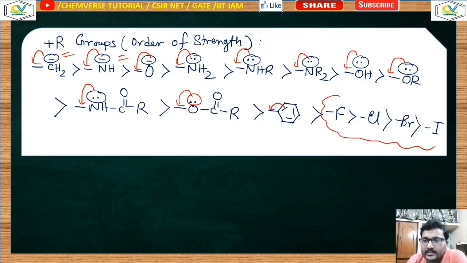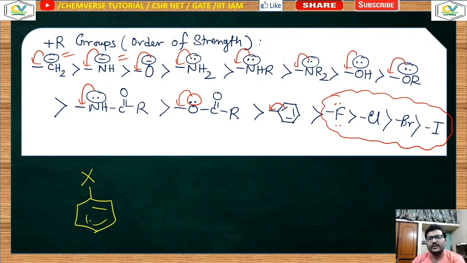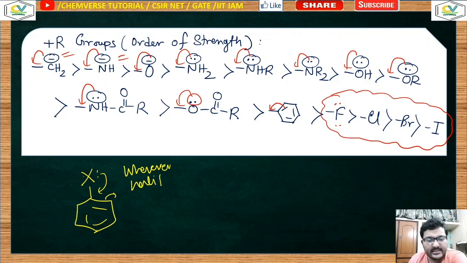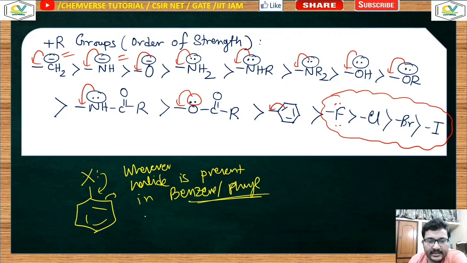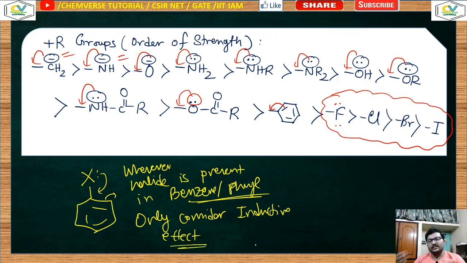Now over here you will see this kind of halide. This halide has lone pairs and that can also donate electron density, but there's a case: whenever a halide, this could be fluorine, chlorine, bromine, iodine, whatever it is, is present in a benzene ring or phenyl ring, only consider the inductive effect, because they are very weakly plus R groups. Their plus R effect is very weak.